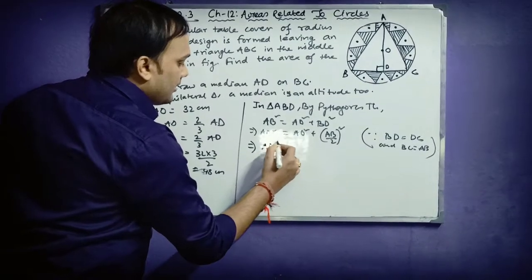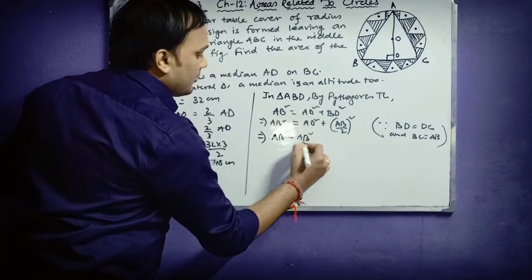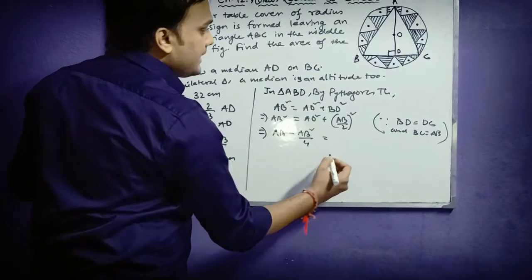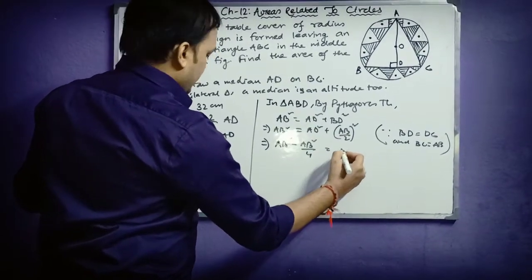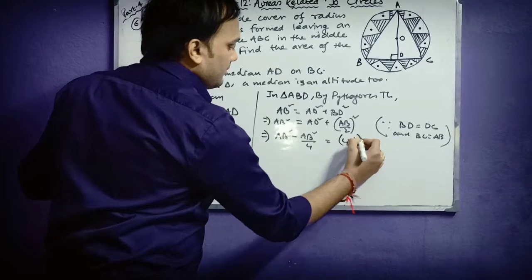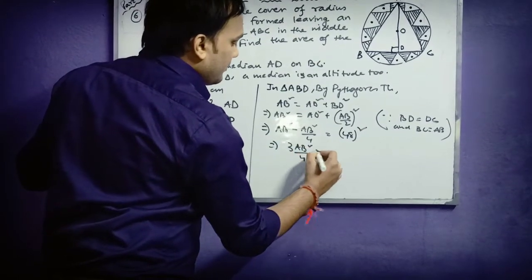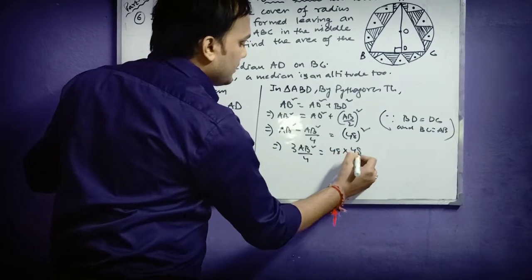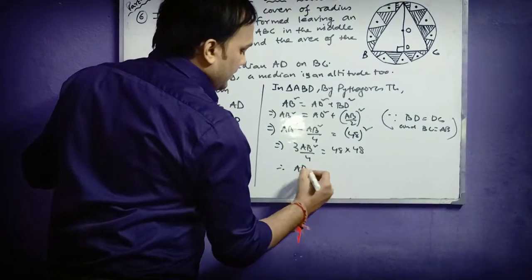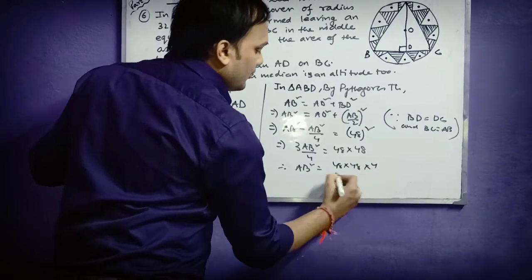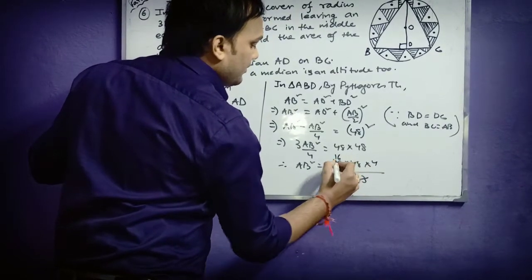AB square minus AB square by 4. Let us bring this AB square by 4 here, and AD square will be equal to 48 square. So it will be equal to 3AB square by 4 equals 48 into 48. Therefore AB square equals 48 into 48 into 4 by 3.